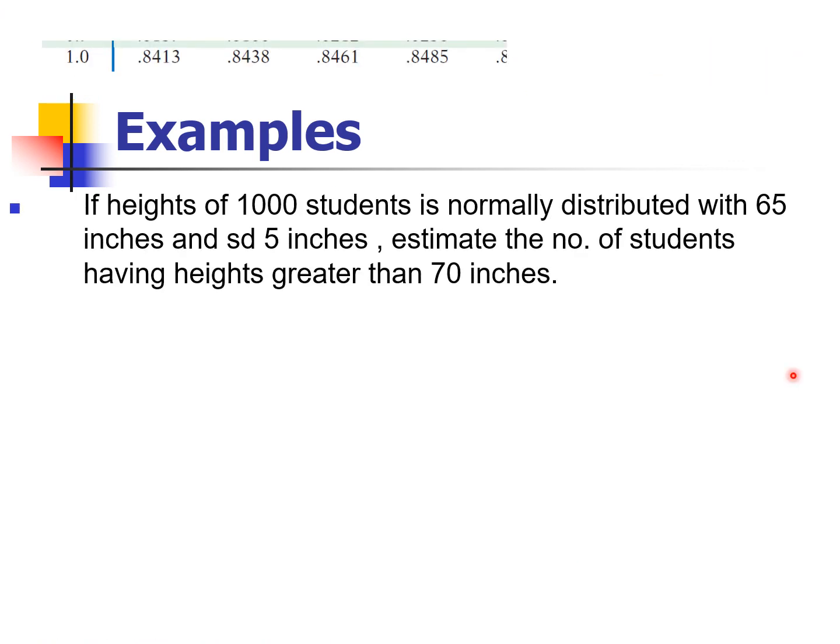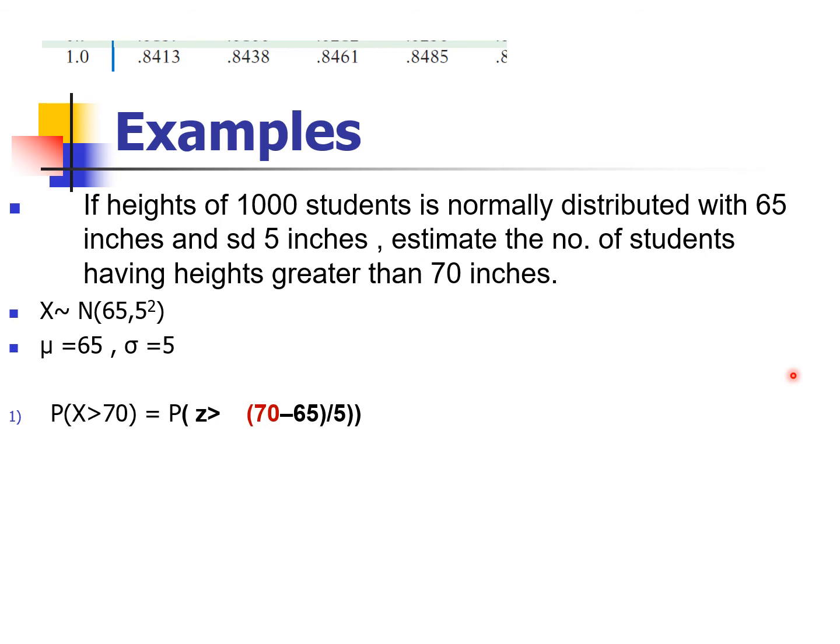Okay, let's look at another question wherein the heights of 1000 students are normally distributed with mean 65 inches and standard deviation 5 inches. Estimate the number of students having height greater than 70 inches. So this is what it is. Mu is 65 and the standard deviation is 5. Now what do we want to find out? The probability that X is greater than 70.